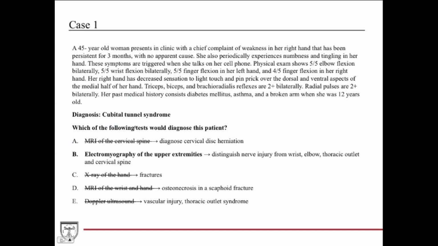So an MRI of the cervical spine, you wouldn't do that because that would be to diagnose cervical disc herniation. This patient doesn't have any neck pain. They don't have any radiculopathy, not likely, and it's an expensive test. You don't want to get it unless it's absolutely necessary. X-ray of the hand, you really only do that for fractures. MRI of the wrist and the hand, the only reason you would do that is if you think the patient has osteonecrosis, such as in a scaphoid fracture. That's a time you would do an MRI.